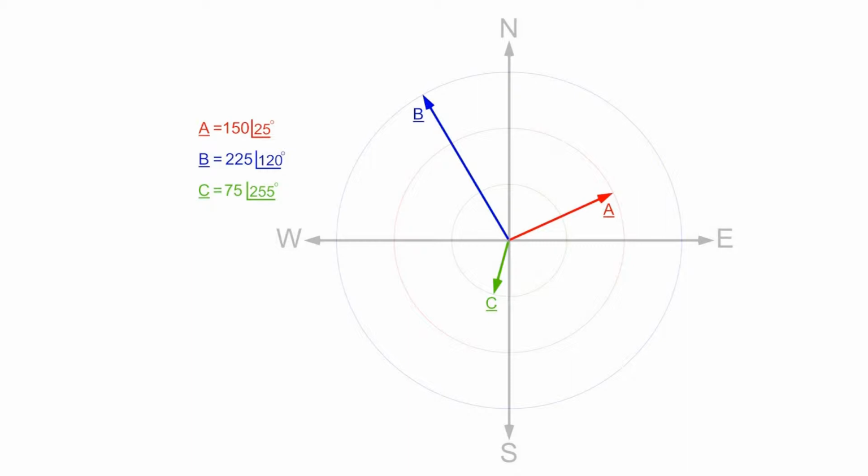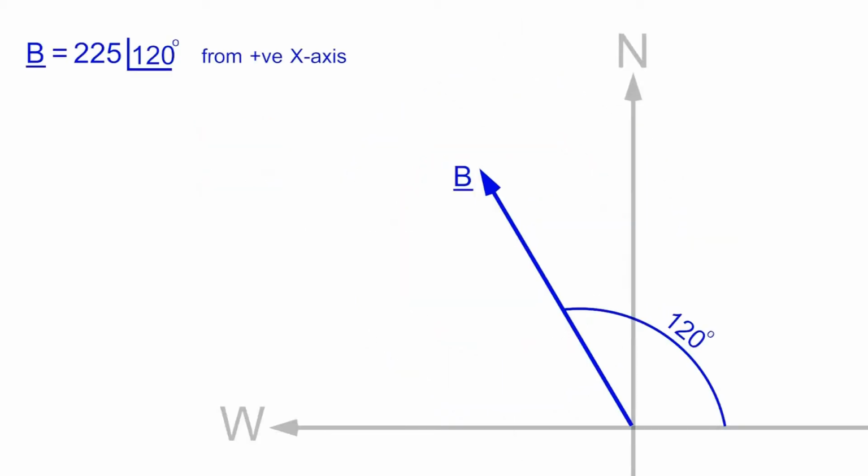Notice also how their angles define their directions. The red vector makes 25 degrees with the east direction, so it's located in the first quadrant. Notice also the directions of the green and blue vectors. Let's pay some extra interest to the blue vector. You can see it's making 120 degrees with the east direction.